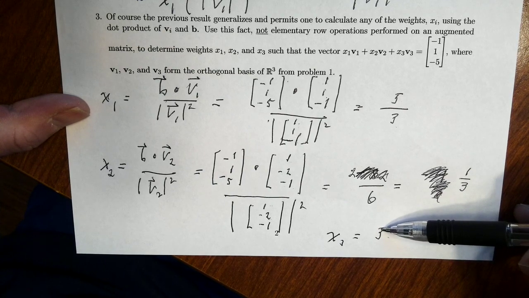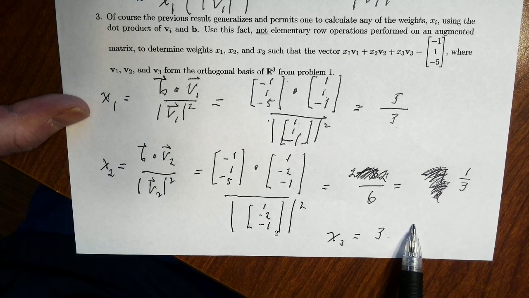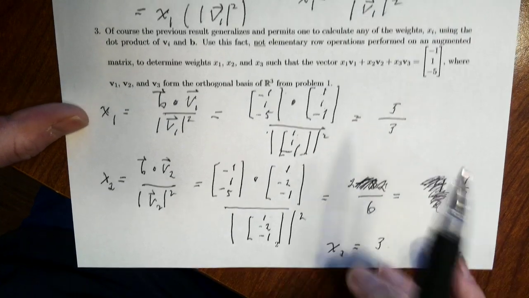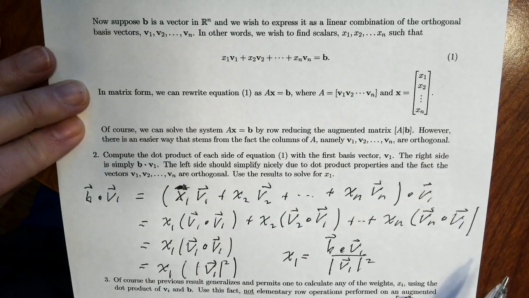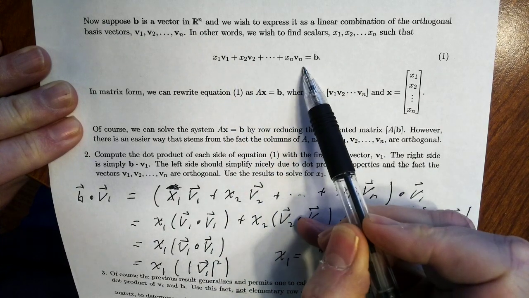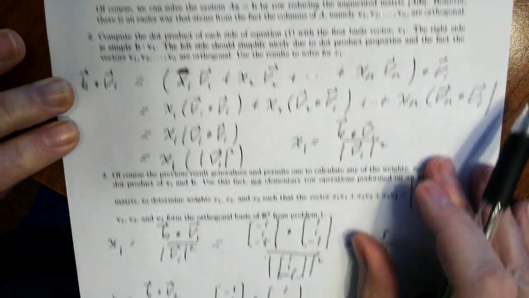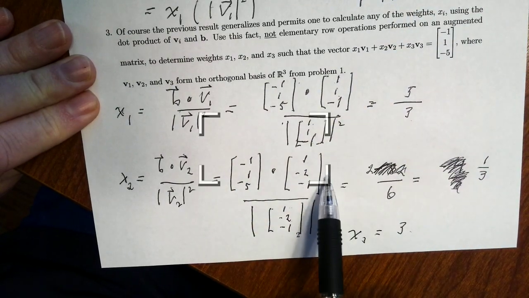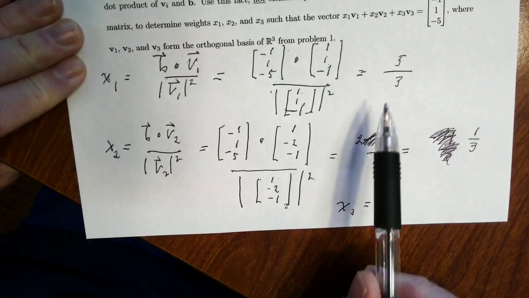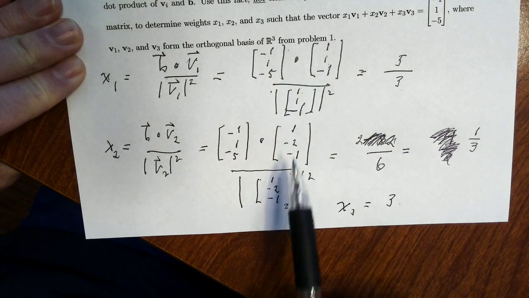Now, the important thing to realize is that we calculated these weights simply using dot products, not using augmented matrices. And dot products are simpler to compute than augmented matrices. So, to summarize, if we have an orthogonal basis and we're trying to write a vector b as a linear combination of them, we can determine the weights x1 through xn without using an augmented matrix. We simply calculate a bunch of dot products. And if our basis has three vectors, v1, v2, v3, we have basically three dot products and three lengths to compute.